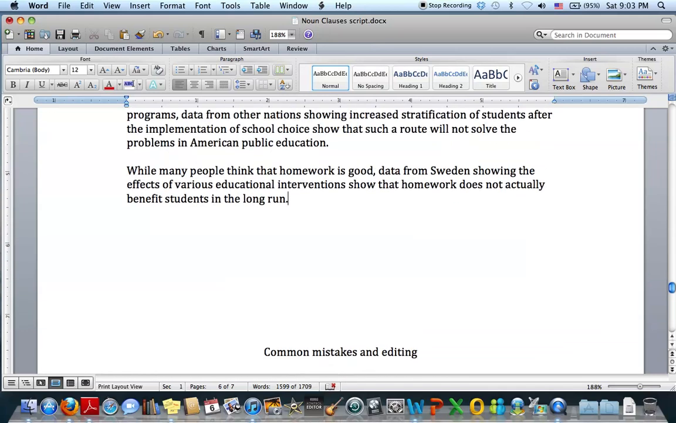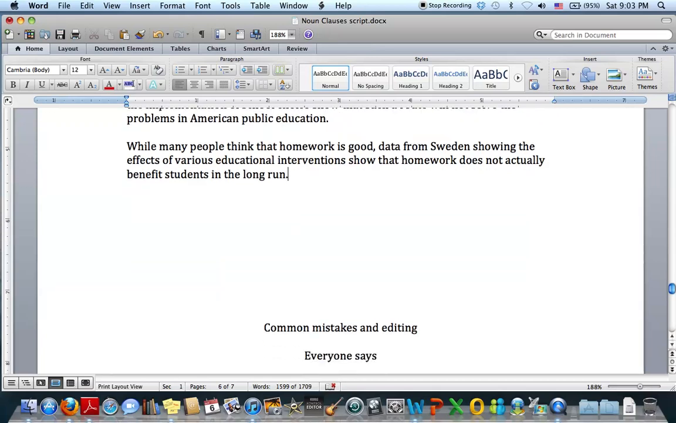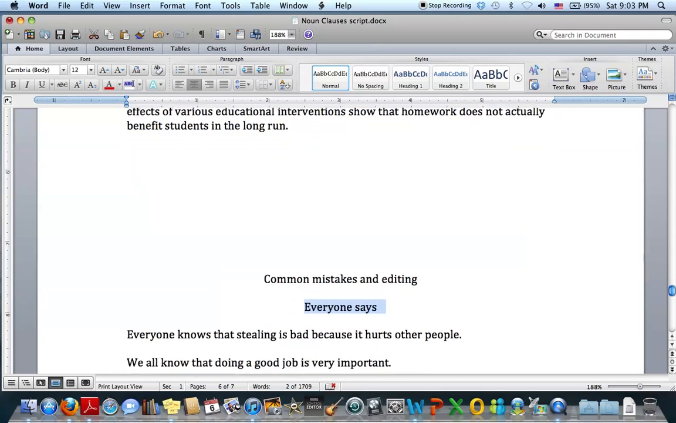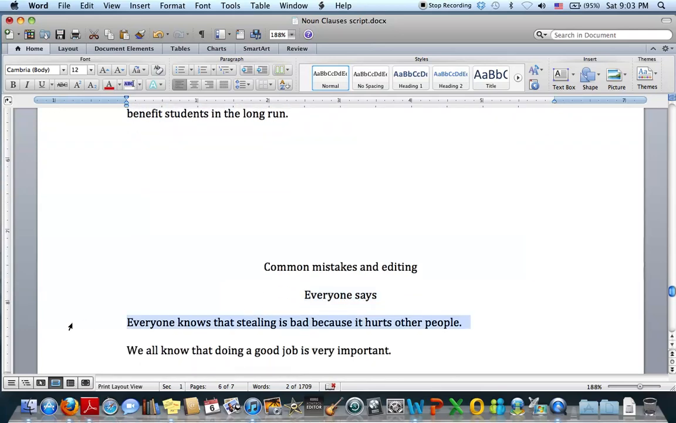Let's come down here. Common mistakes and editing. Because when we use noun clauses, especially if we're not native speakers of English, we oftentimes make certain mistakes. Here's one of the most common ones. Everyone says. Okay? This is a fairly common thing that you see. Everyone says that, everyone thinks that, everyone believes that. All right, we looked at that earlier. Well, here's two examples. Everyone knows that stealing is bad because it hurts other people. Here's another one. We all know that doing a good job is very important.